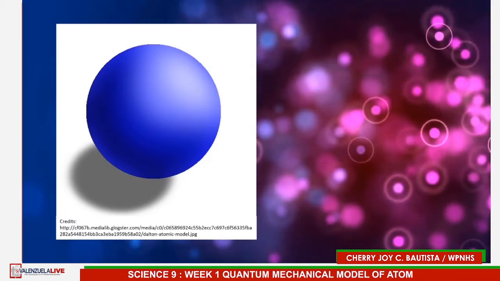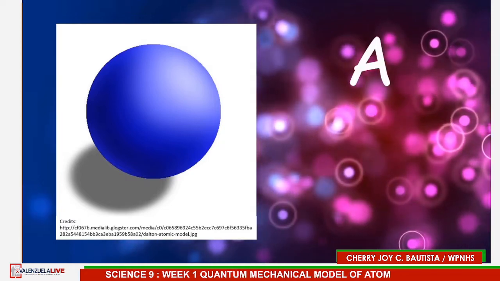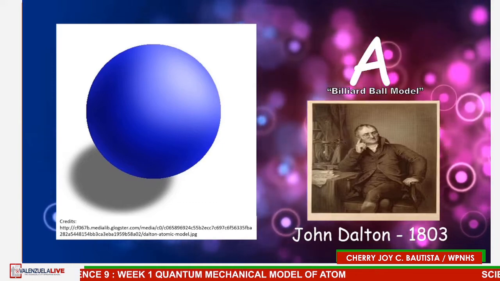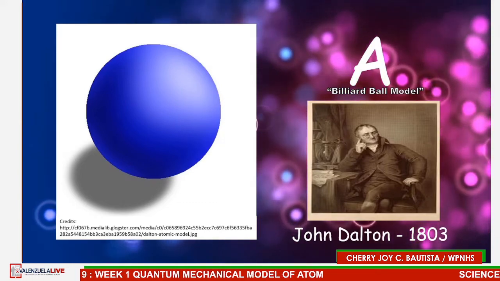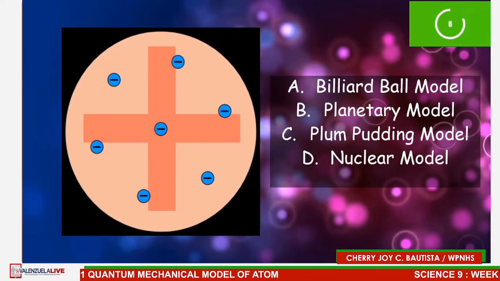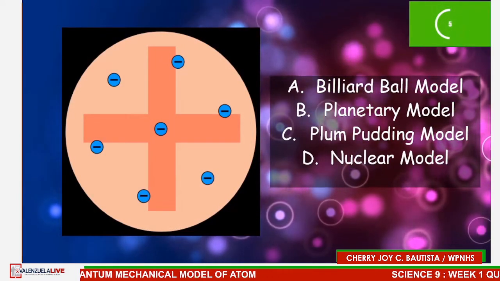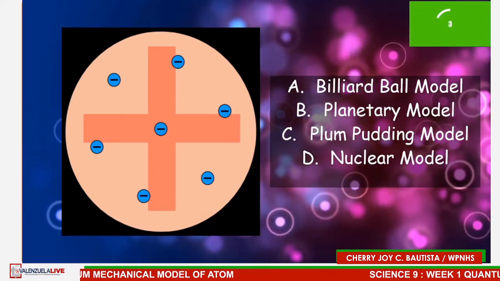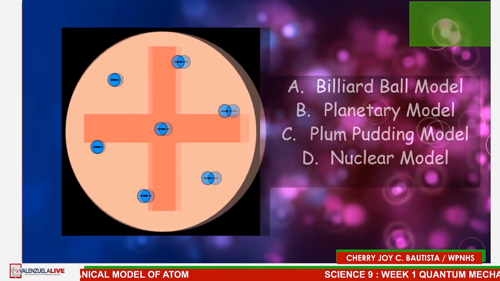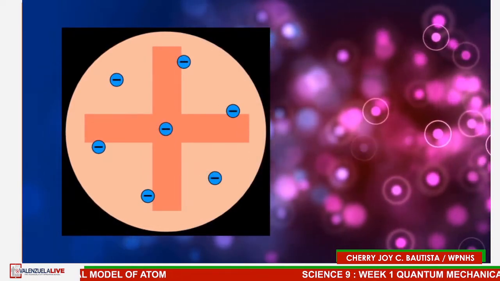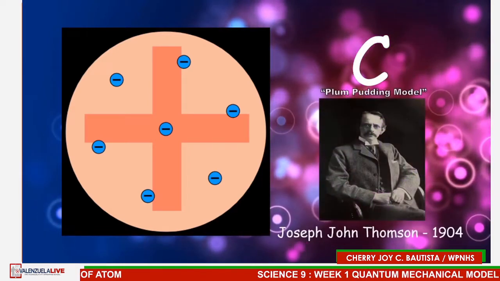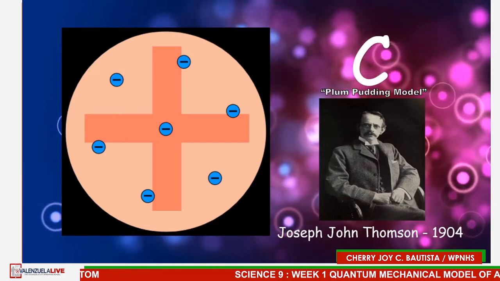The correct answer is letter A. This model was proposed by John Dalton in the year 1803. Next. The correct answer is C. This model was proposed by Joseph John Thomson in the year 1904.